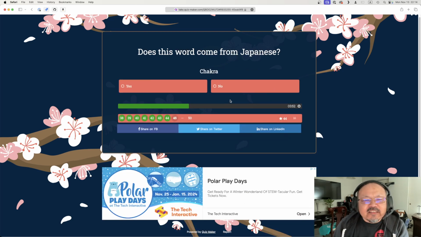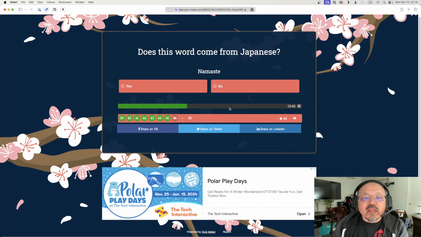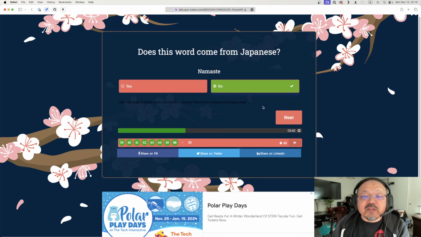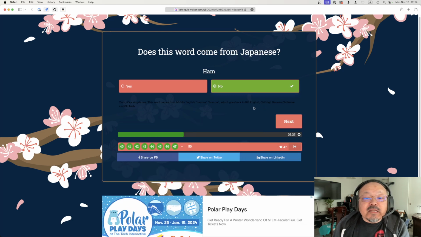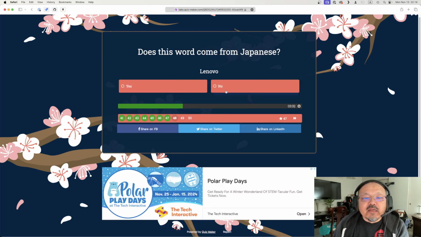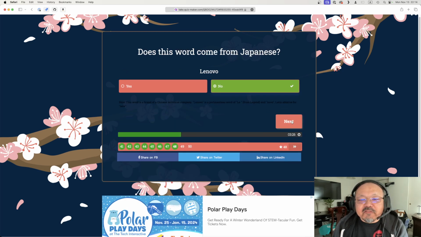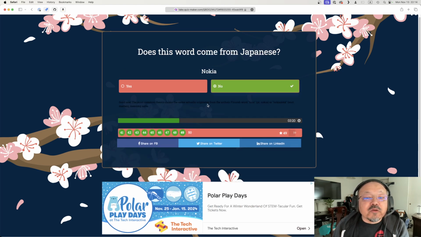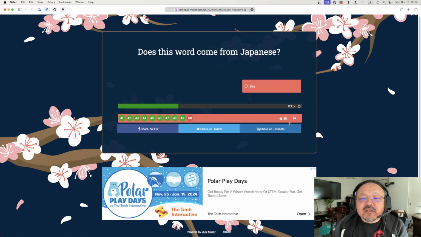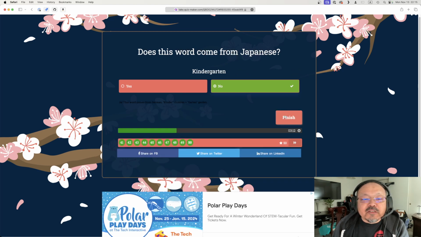Chakra? No, I wouldn't think so. Sanskrit, okay. Namaste, is that Hindi? I never knew what language that's from. Oh, Sanskrit. Okay. Ham? No. Middle English, that makes sense. Lenovo? No. I mean, the Japanese can't really even say that, right? Nokia? Isn't that Finnish or something? It's got to be. No. Yeah, Finnish. Kindergarten, that's like Germanic. Child garden.